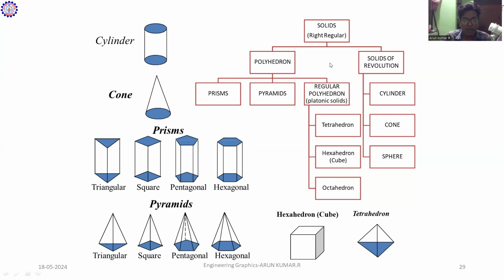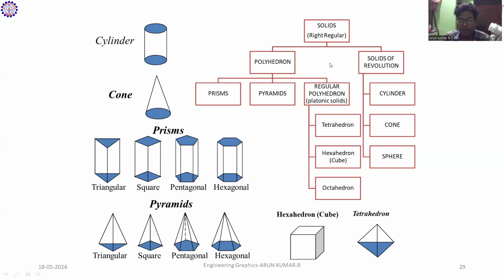What are the types of polyhedron? They are called prisms, pyramids, and regular polyhedron. In our engineering graphics, we deal mainly with the polyhedron, the main classifiers being prism and pyramid. We will be discussing numerical problems based on prism and pyramid types of problems.